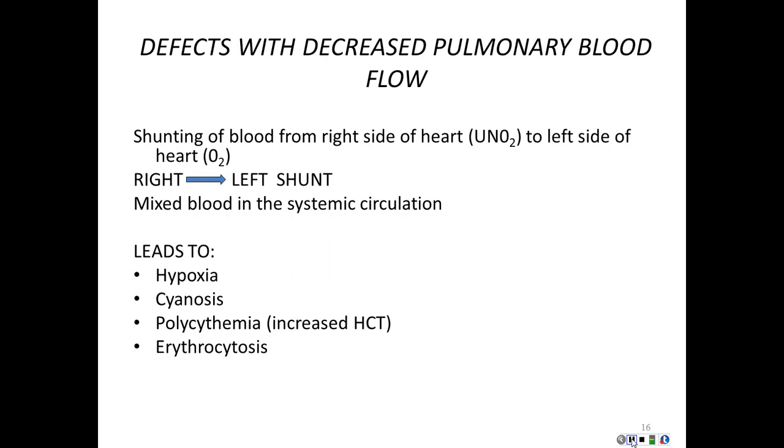Now, the defects with decreased pulmonary blood flow, basically there's a shunting of the blood from the right side of the heart, which is unoxygenated, to the left side of the heart, which is oxygenated, or a right to left shunt. What we see is mixed blood in the systemic circulation. So we have unoxygenated blood recirculating back without going through the lungs, going into the systemic circulation. This typically leads to hypoxia, cyanosis. Long term, it's going to lead to polycythemia, which is an increased hematocrit, and erythrocytosis.